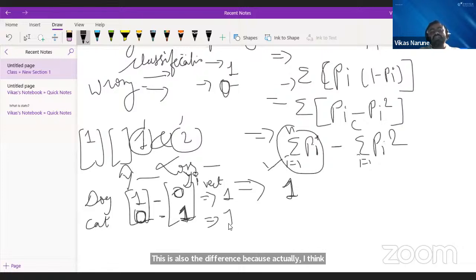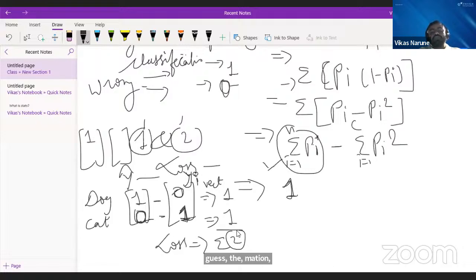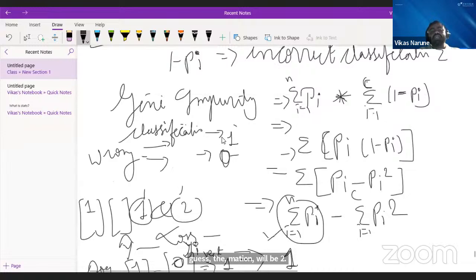So cat is 1, so the difference is 1. So my loss will be the summation. The summation will be 2, so my categorical loss will be 2 now. This way they try to calculate. Similar thing they try to put here, guys.